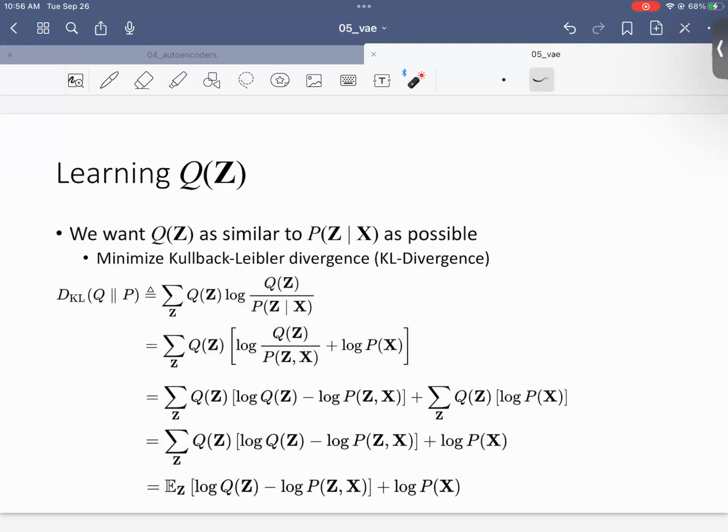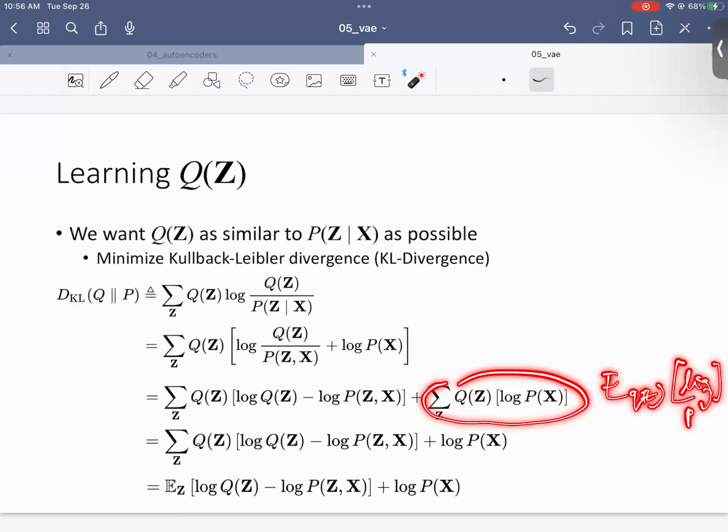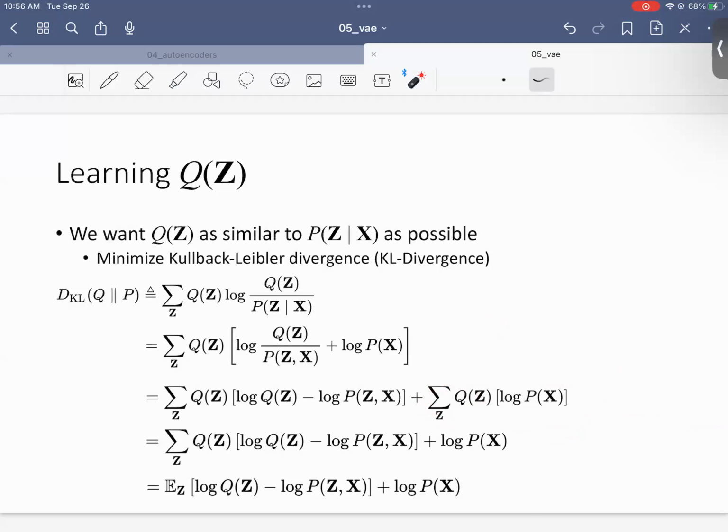And then when you go from here to here, you can see that this is no longer there. So this is the definition of E_Q(Z) of log P(X). Let me write it down a little bit more. Because this is an expectation, and Q is a probability distribution, a PDF, and there's an expectation, a summation form. So this is exactly E_Q(Z), the expectation over log of P(X), right?